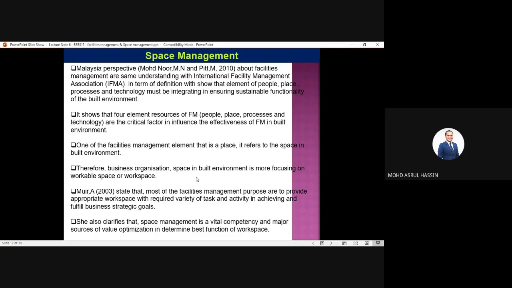Now in the UK they have started talking about the workplace, not only about the place, or about the space in our organizations. Most facilities management purposes are to provide appropriate workspace, with the required variety, for tasks and activities in achieving and fulfilling business strategic goals. For example, for a university, our strategic goal is to have conducive teaching and learning facilities.